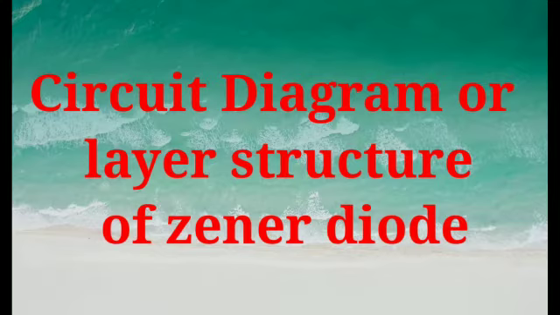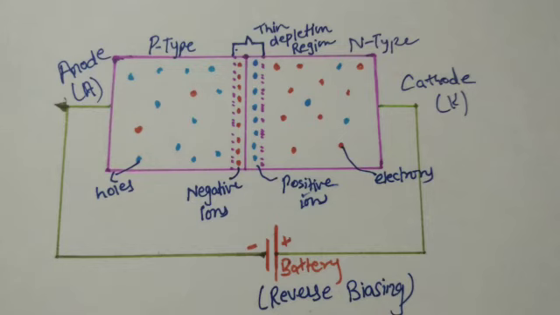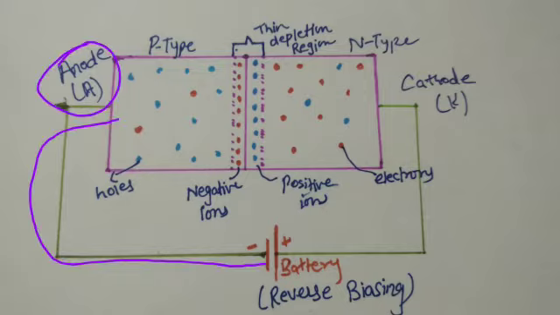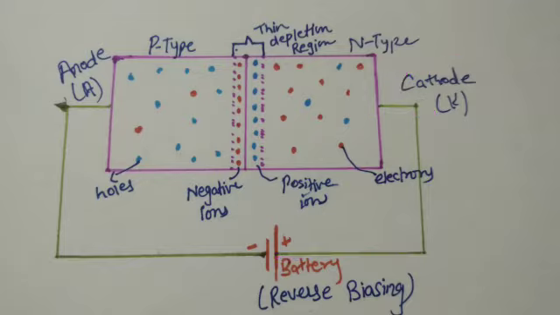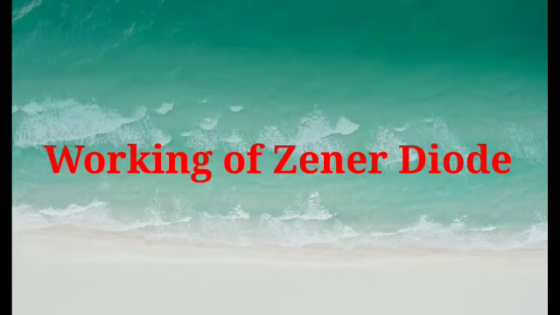Circuit diagram or layer structure of Zener diode. As we know, Zener diode is always connected in reverse direction. Why? Because it is specifically designed to work in reverse direction. The reverse biasing means anode is connected with the negative supply of the battery and cathode is connected to the positive supply of the battery. The depletion region of the diode is very thin because it is made of the heavily doped P and N-type semiconductor material.